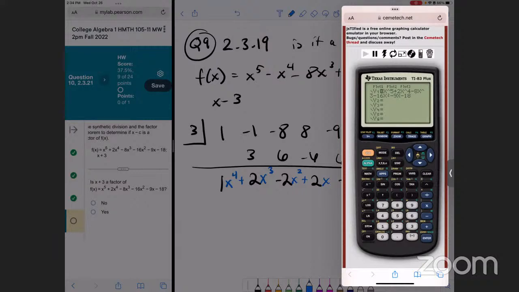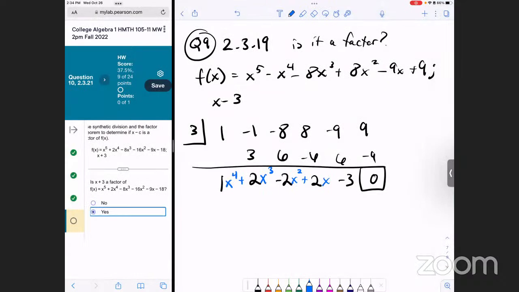Okay, that looks good. So then if we evaluate this when x is negative 3, let's call on that function. When x is negative 3, if it's a factor, the remainder should be 0. It is.